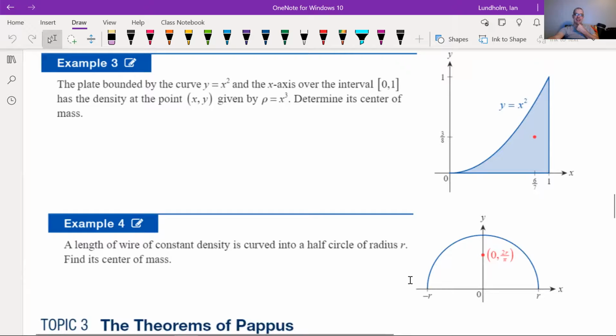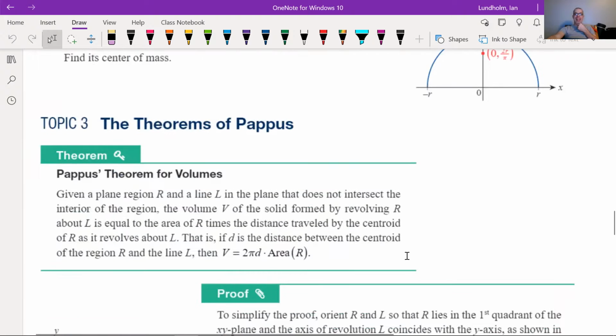Those things will become more generalized and honestly a little bit more conceptually easier to understand when we learn about double integrals, triple integrals, and line integrals.